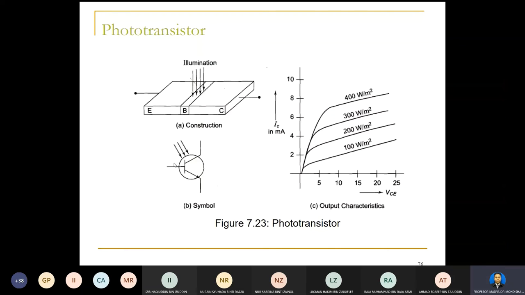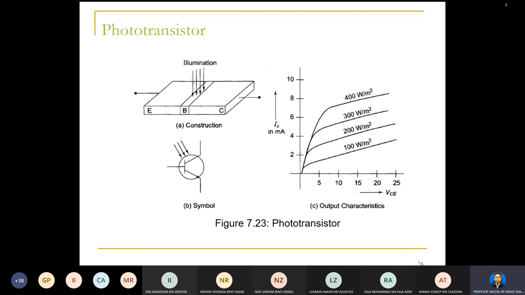For example, photoelectric, piezoelectric, and photodiode are very cheap, around 1 ringgit or 2 ringgit. That's why we focus on the simple sensors. So that's all for our syllabus for our subject, the principle of instrumentation and measurement.